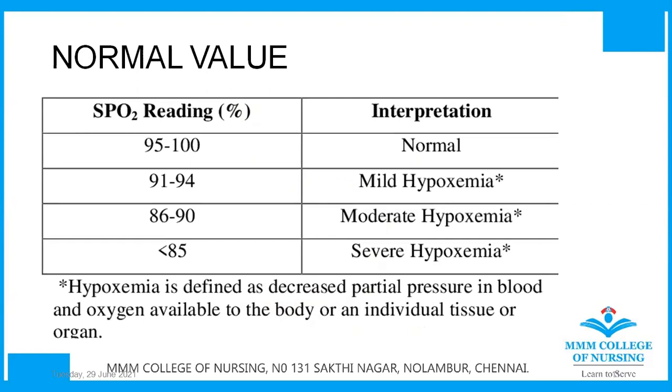The normal values for pulse oximetry reading are: a reading which shows 95 to 100 is normal, 91 to 94 shows mild hypoxemia, 86 to 90 moderate hypoxemia, and less than 85 severe hypoxemia. Hypoxemia is defined as decreased partial pressure of oxygen in blood, and oxygen available to the body or an individual tissue or organ.